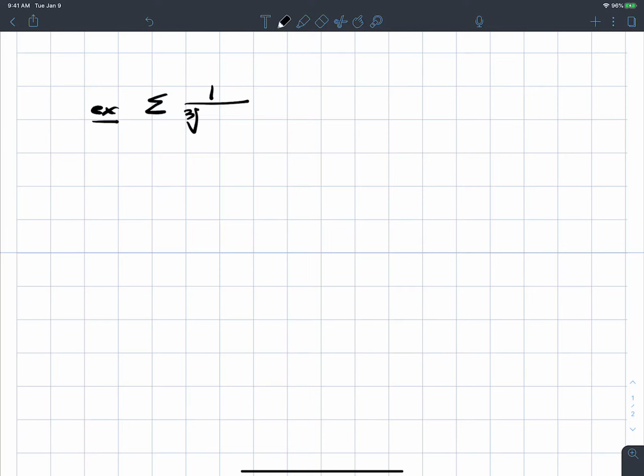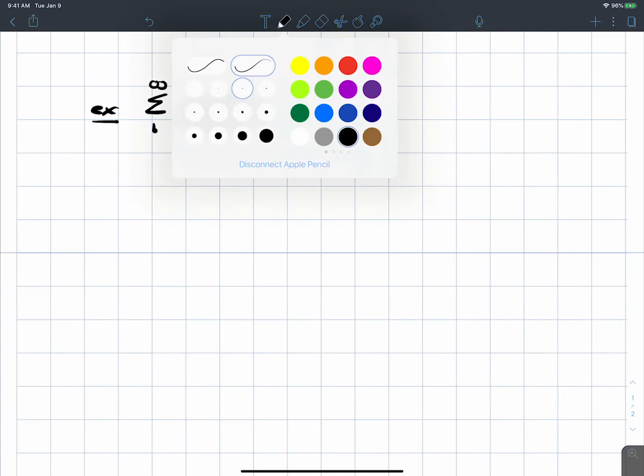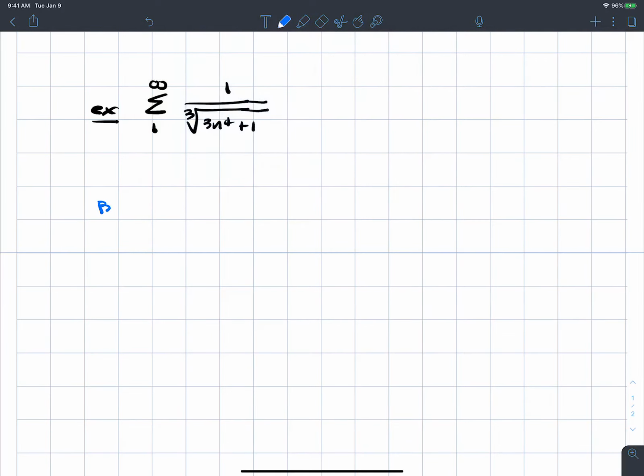Sum of one over the cube root of 3n to the fourth plus 1, starting with n equals 1 to infinity. Now, I'm going to find a series that this behaves like. And you say, okay, are we going to get rid of the constant term? And the answer is yes. So when we do that, this goes to the sum from 1 to infinity of 1 over the cube root of 3n to the fourth power.